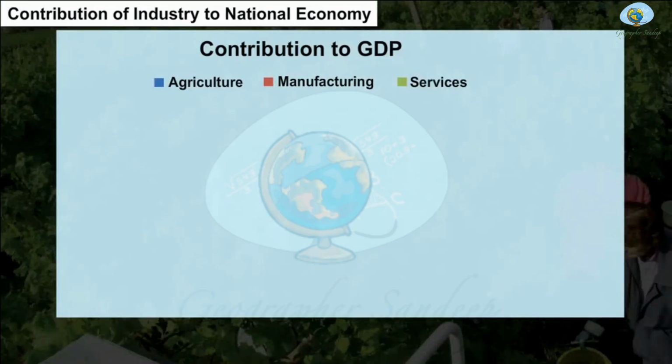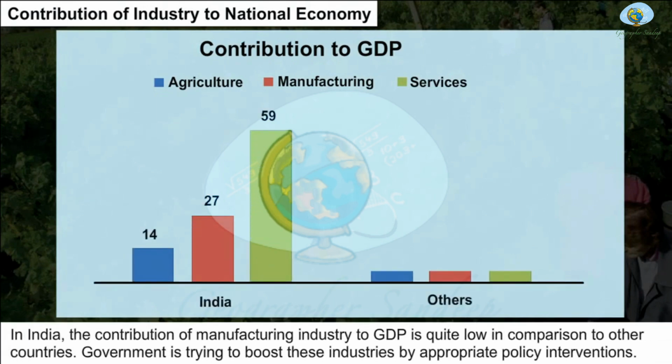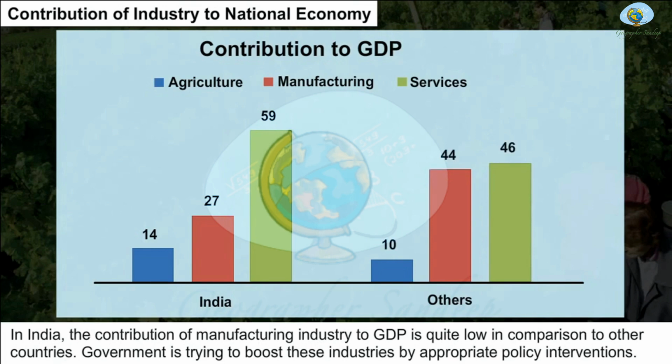Contribution of industry to national economy. In India, the contribution of the manufacturing industry to GDP is quite low in comparison to other countries. The government is trying to boost these industries by appropriate policy interventions.